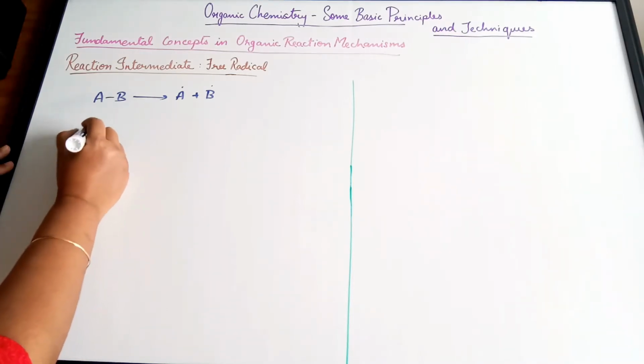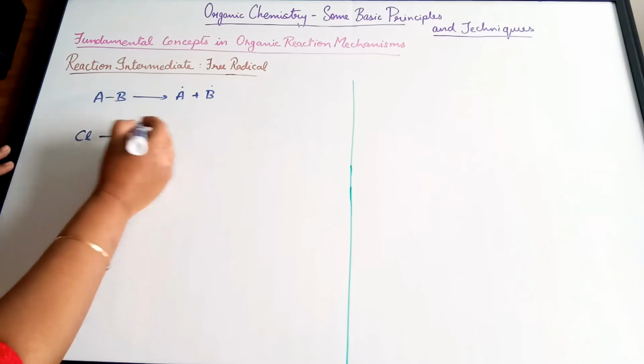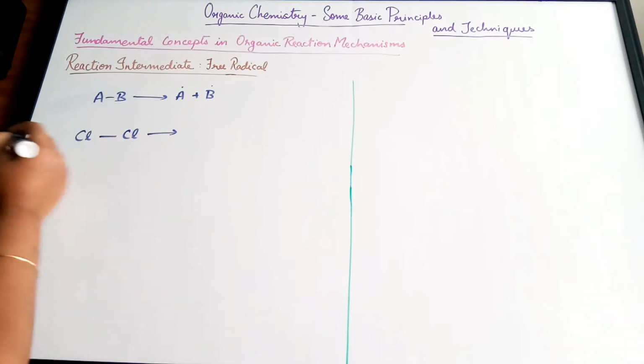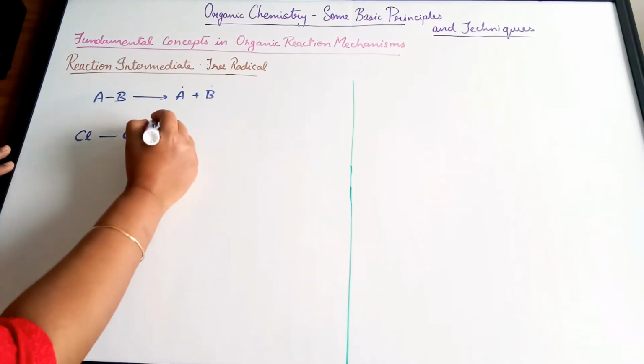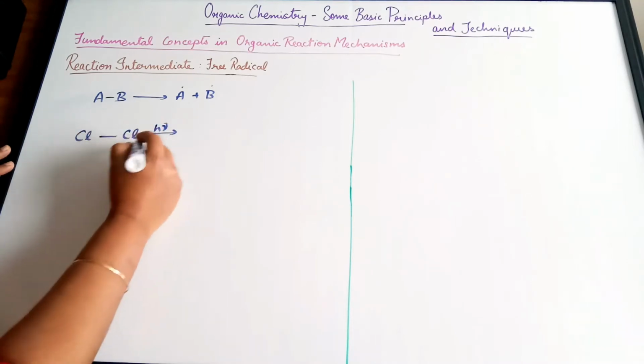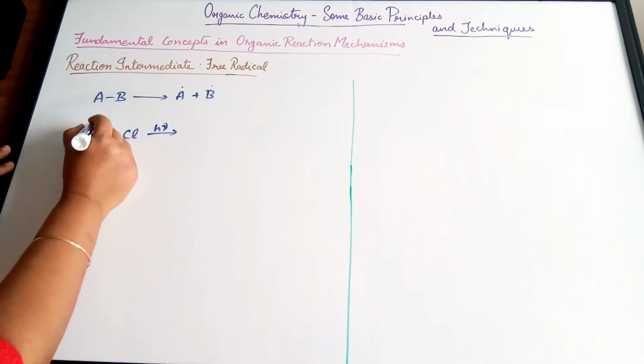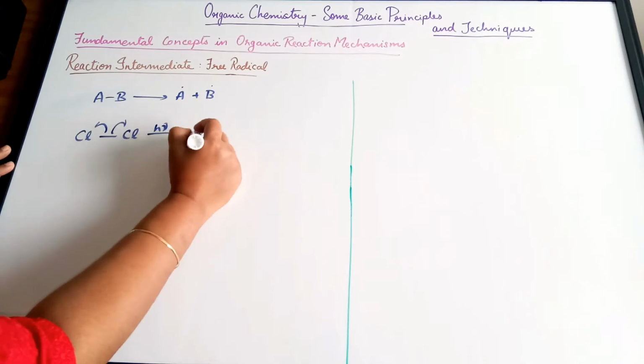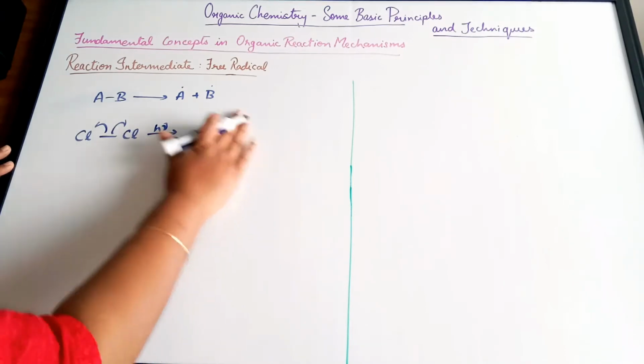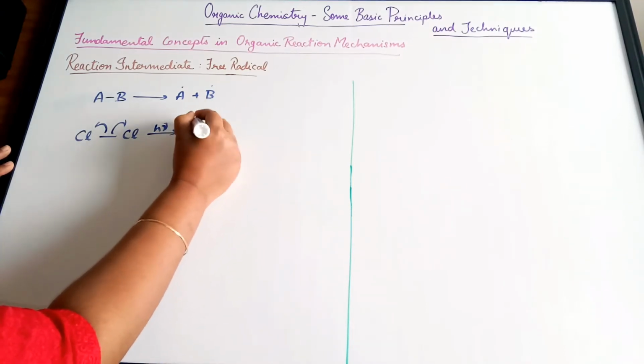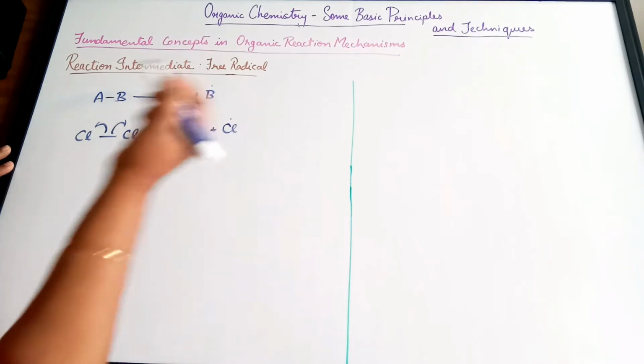Let's take, for example, a chlorine free radical. It is formed due to the attack of light, and this leads to the formation of two free radicals of chlorine. Let me just write it separately: Cl plus Cl.